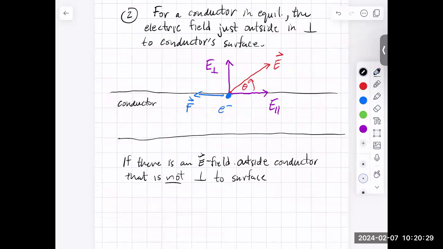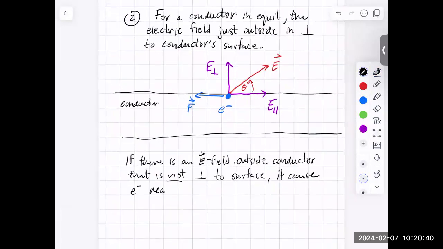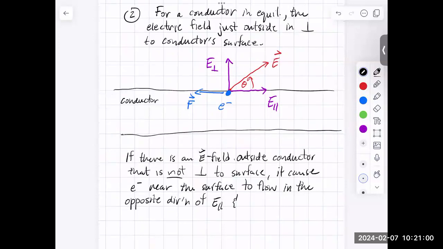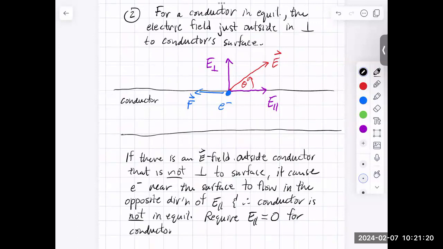Okay, so if we have an electric field outside the conductor that is not perpendicular to the surface, it causes electrons near the surface to flow in the opposite direction of E parallel, and therefore the conductor is not in equilibrium. So we require E parallel equal to 0 for conductors in equilibrium.